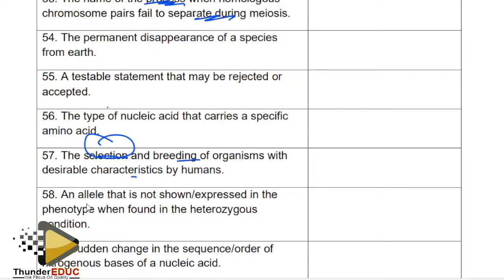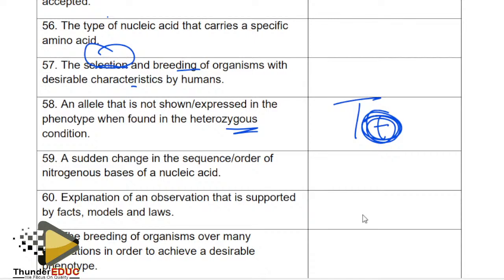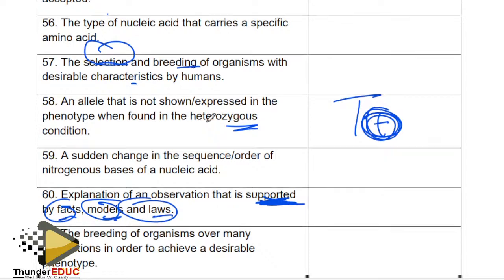An allele that is not expressed in the phenotype when found in the heterozygous state, for example capital T, small t, is called a recessive allele. A sudden change in the sequence of nitrogenous bases of the nucleic acid, we call it gene mutation. An explanation of an observation that is supported by facts and models, once supported, becomes a theory.